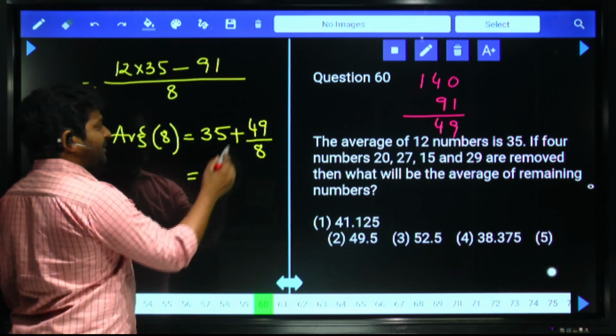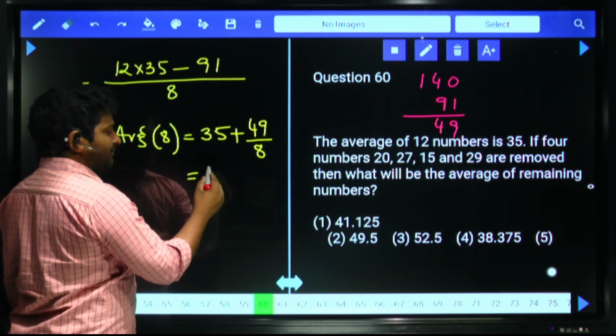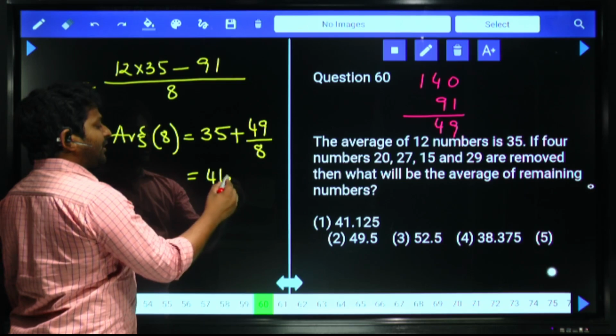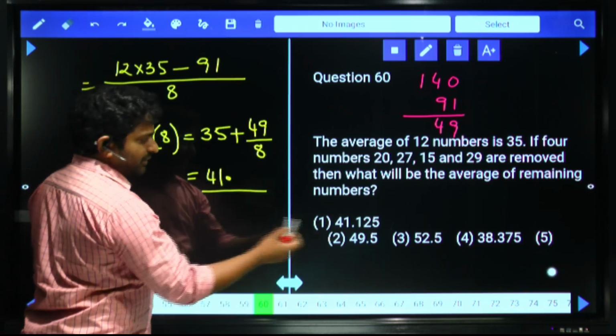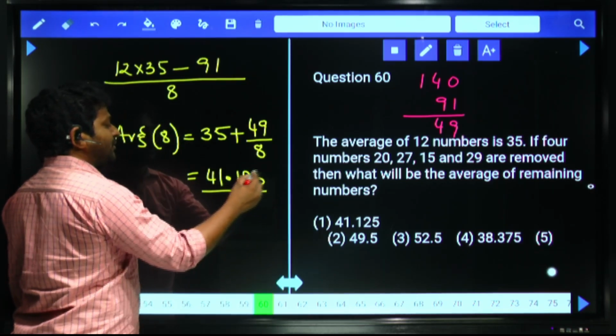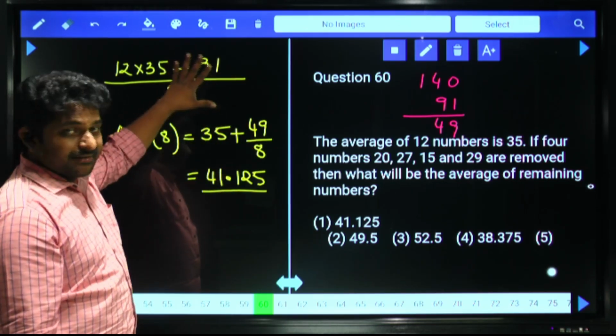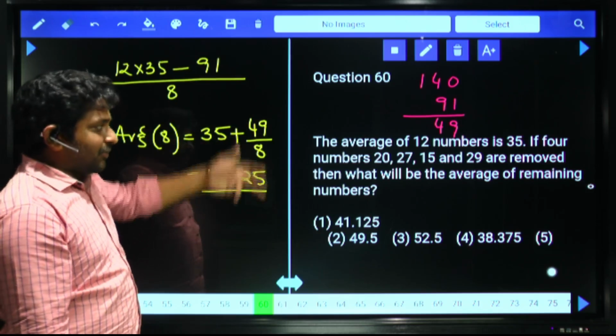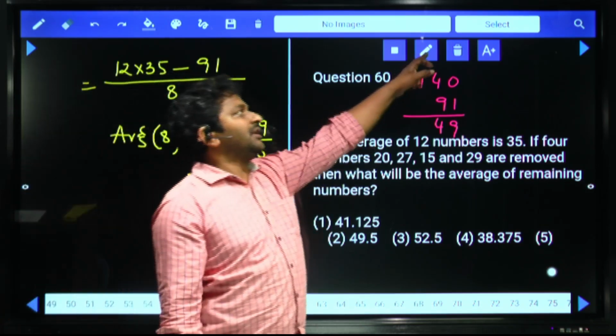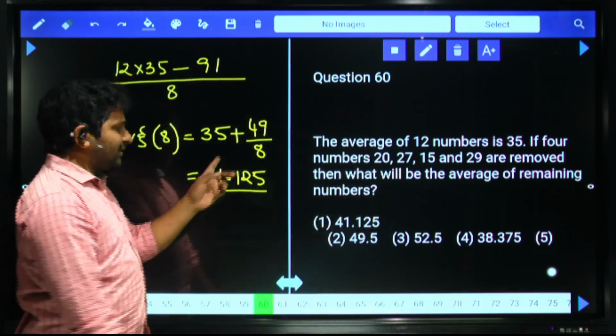సో ఆన్సర్ షుడ్ బి 35 plus 6.1 something. So answer should be 41.1 something. There is only one option, 41.125. Clear? Either this way or this way, but this takes time. If you already మీరు ఇంతకు ముందు ఆల్రెడీ యావరేజ్ కాన్సెప్ట్ కనుక విని ఈక్వాలిటీ మెథడ్ తెలుసున్నట్లయితే కనుక దిస్ ఇస్ సో ఈజీ.